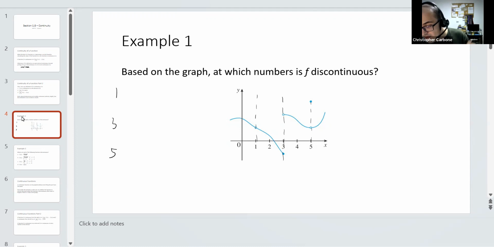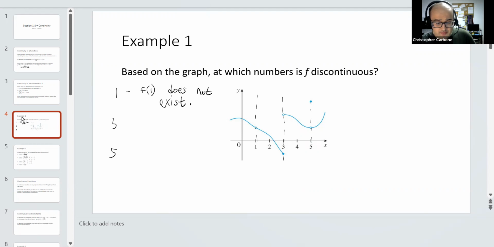Just to make note why they're discontinuous here, for the value of 1, there's an open circle there. So it's discontinuous at 1 because f of 1 does not exist. Despite the fact that we could technically calculate the limit, the specific value itself doesn't exist, so not continuous.